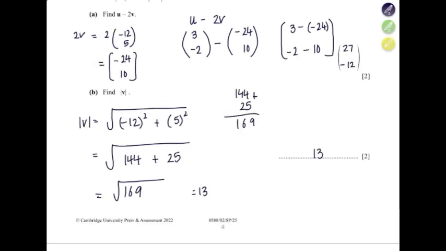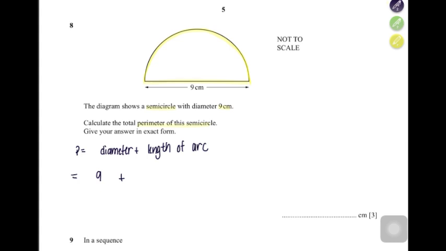Now we're supposed to find the magnitude of v. We will do square root of negative 12 squared plus 5 squared, and then we find the values. We get 13. Question 9: the diagram shows a semicircle with diameter 9 centimeters. Calculate the total perimeter.